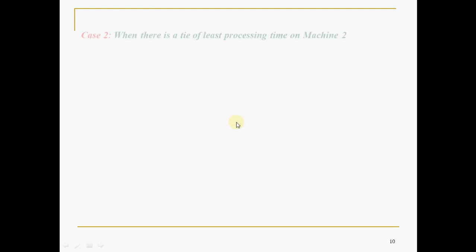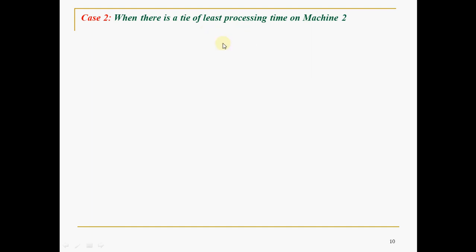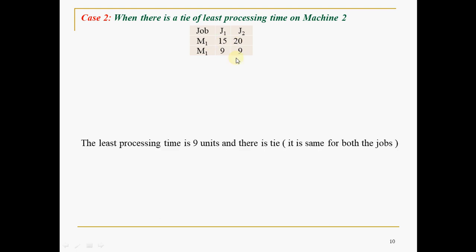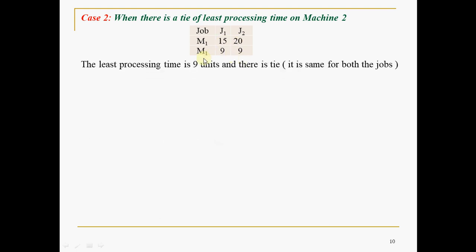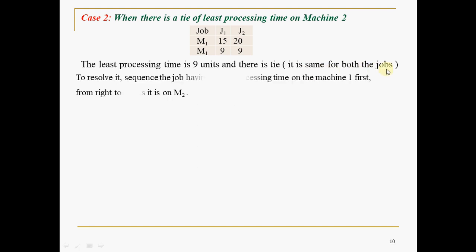Then case 2 is when there is a tie of least processing time on machine 2. Okay, so here what is happening? 9:15, 9:15. The least processing time is 9 minutes and it is a tie on machine 2. Sorry, it is not machine 1, machine 2. The least processing time is 9 minutes and there is a tie. It is the same for both the jobs. Fine. Now, to resolve it, sequence the job having more processing time on machine 1 first, from left to right as on machine 2. Fine. What to do is, this combination you have to check.